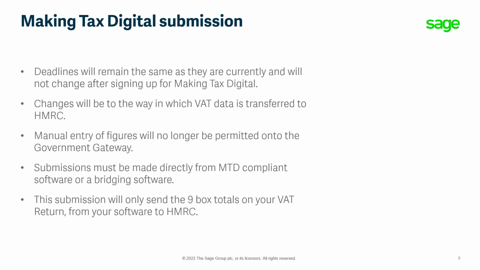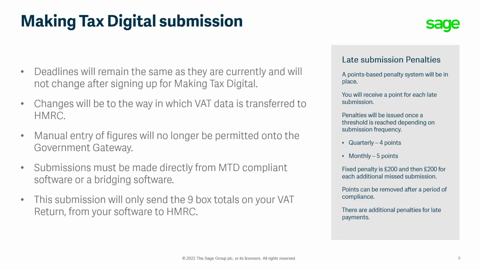It is important to understand that there will be penalties for non-compliance with Making Tax Digital, and it will be on a points-based system. 1 point will be received for each late submission, and once you meet a certain threshold, this is 4 points for quarterly submissions and 5 points for monthly submissions, a penalty will be charged. These points can be removed after a period of compliance, and in addition, there will also be penalties for late payments to HMRC.